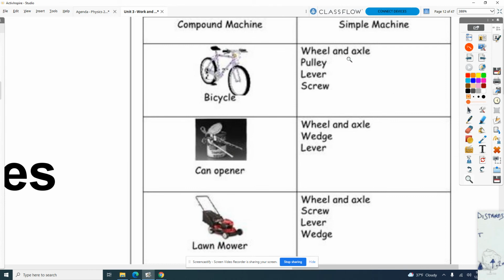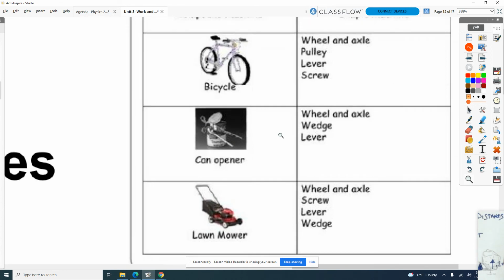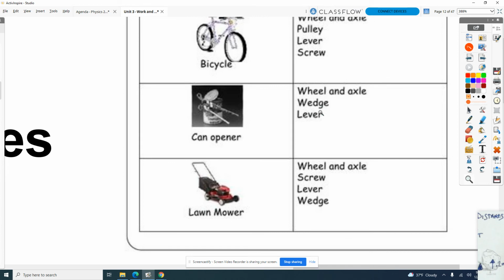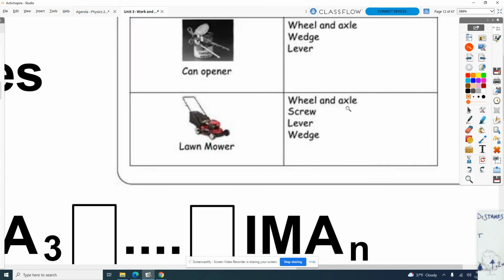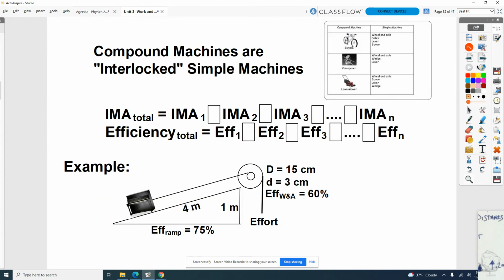So we can see wheel and axles in here, we can see pulleys, we can see levers, we can see screws, and so forth. The can opener consists of 3 or so different simple machines, and of course the lawnmower, we've got 4 or so simple machines that are all interconnected. So they're interlocked simple machines.